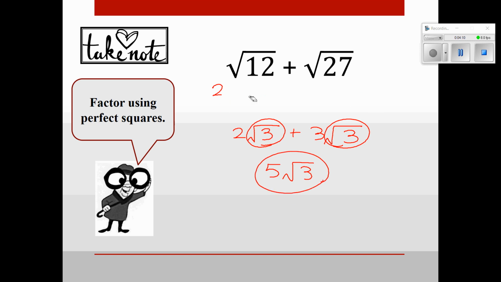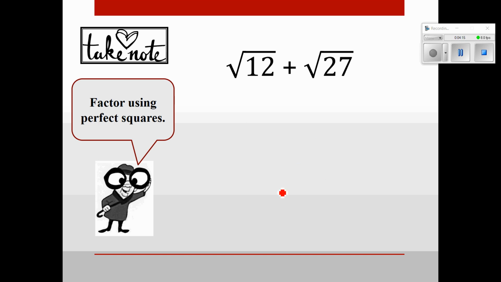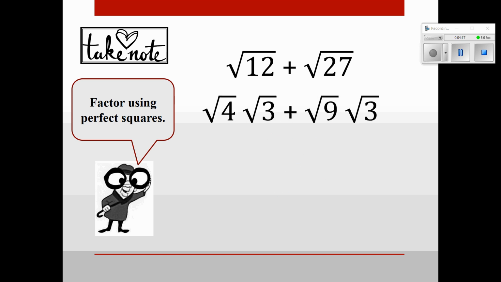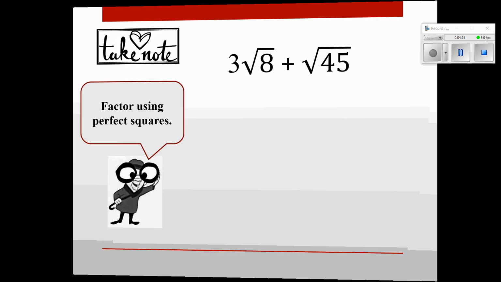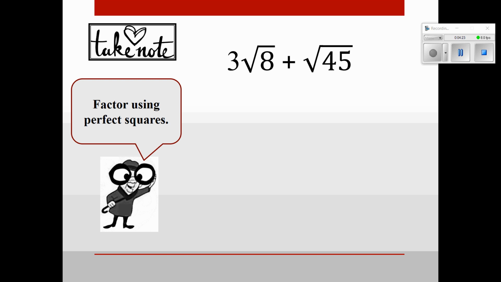So if you do not have like radicals, always look to see if you can simplify them. And remember with simplifying that we want to find one of the factors with a perfect square. Then you can combine them. Here we have 3 root 8 plus the square root of 45.